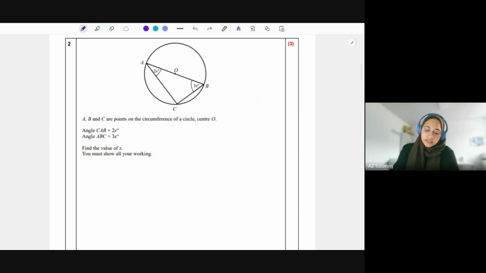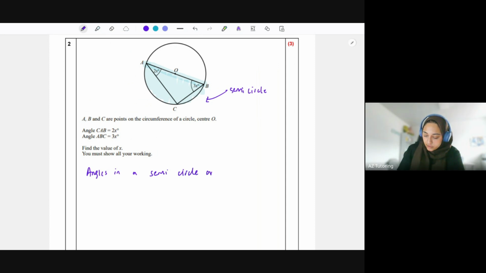Now we can see here, since this line here is right down the middle of the circle, this here is a semicircle. So that's a semicircle. So the circle theorem that's here is the angles in a semicircle are 90 degrees at the circumference.